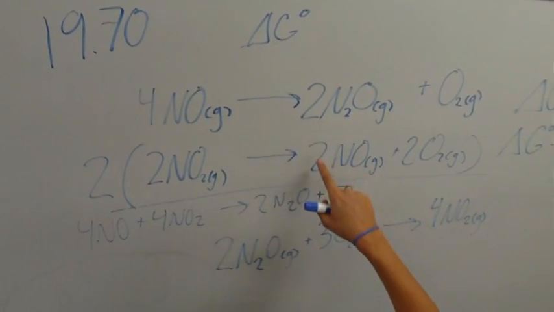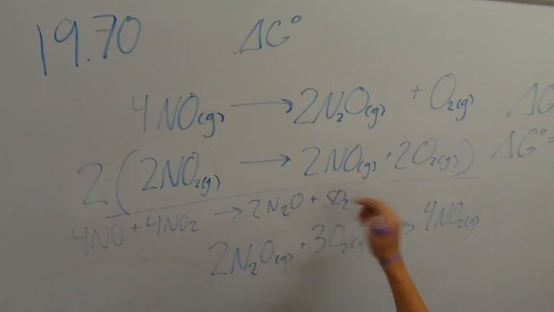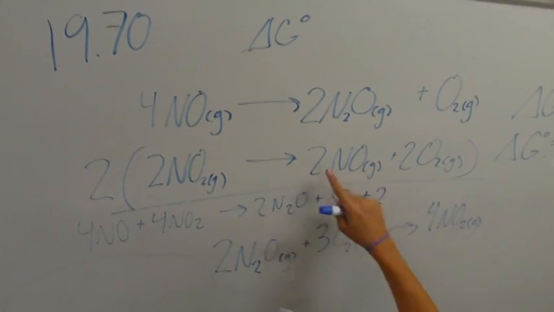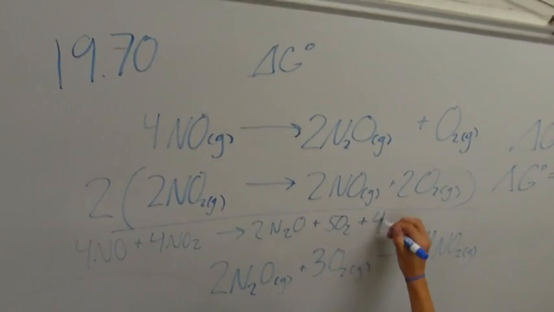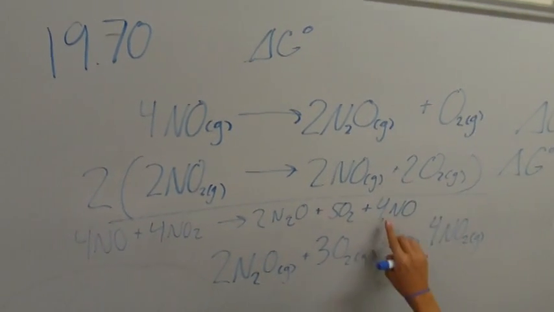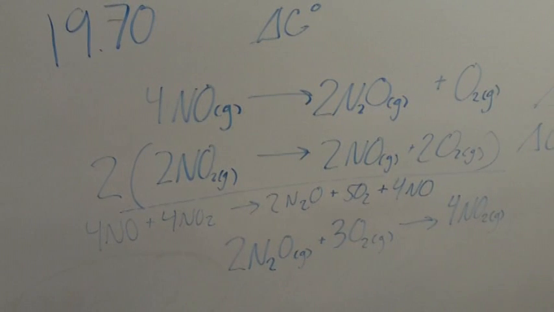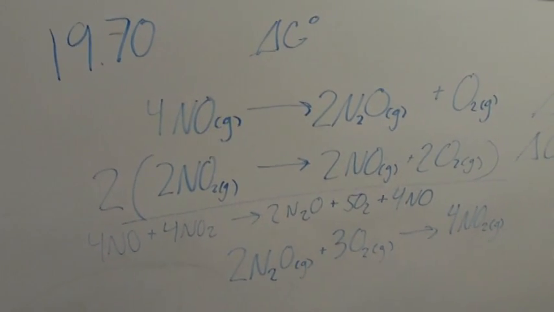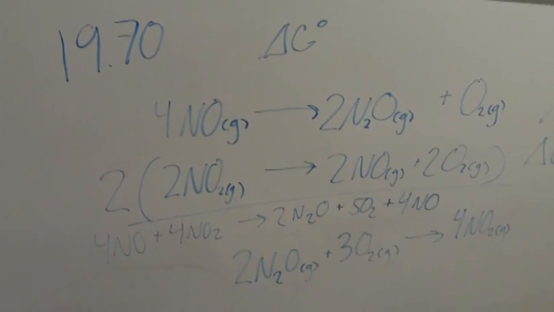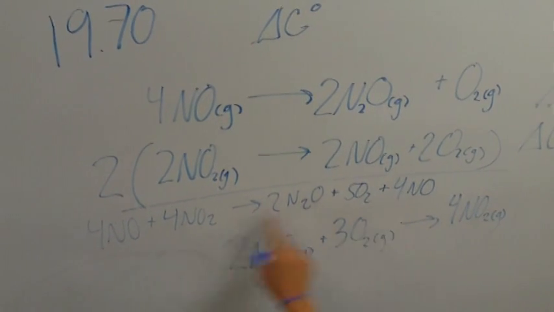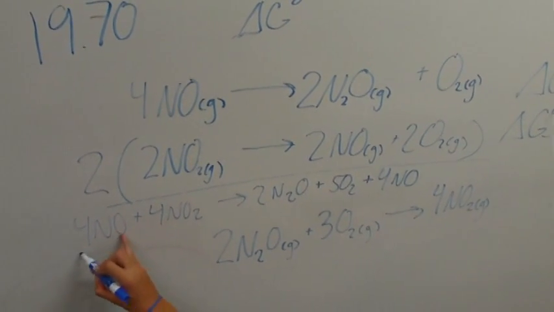And then we have this, so that's 2, or it's double, sorry. So we have 4NO. So then we can go ahead and cancel things that need canceling. So there's 4NO on this side and 4NO on that side, so they get canceled out.